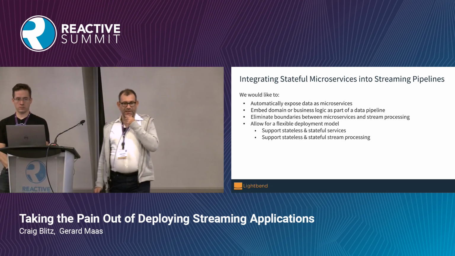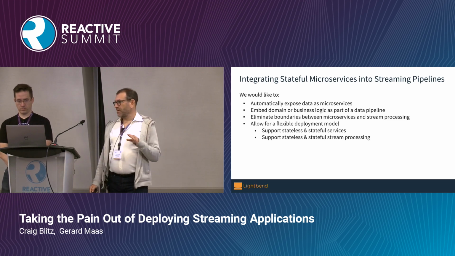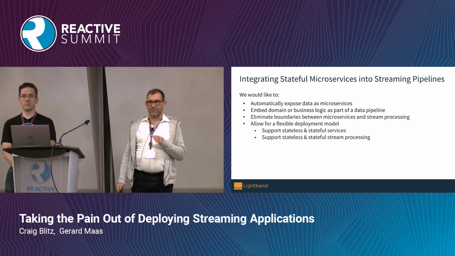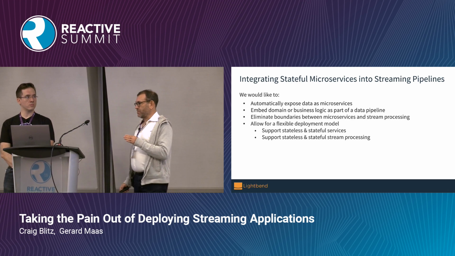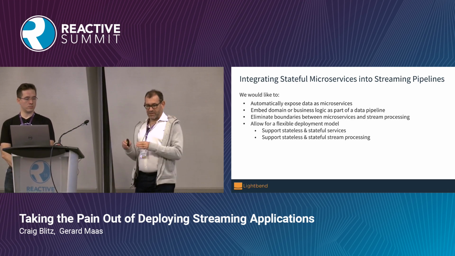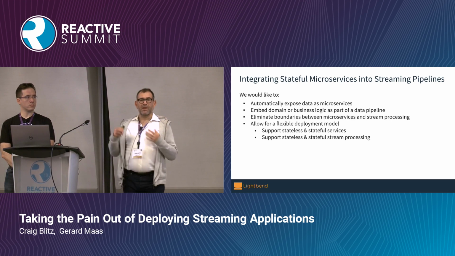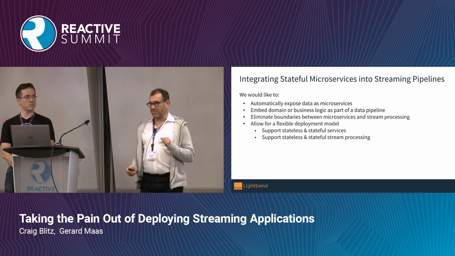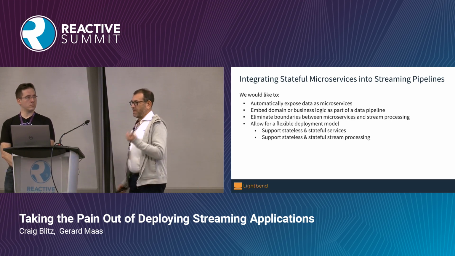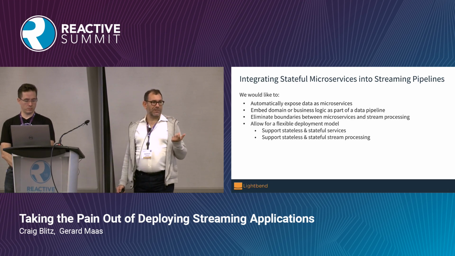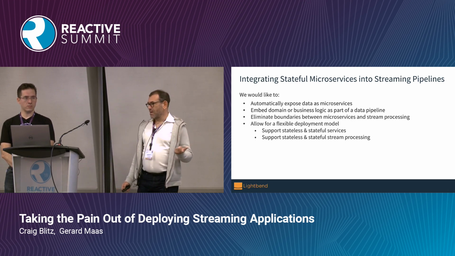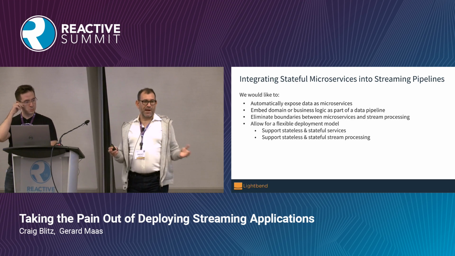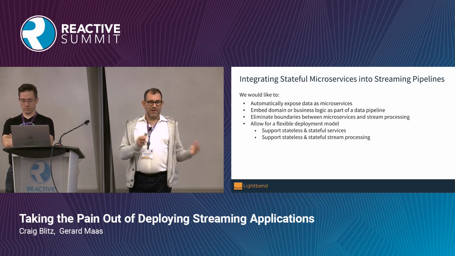Then the next phase of it, and this I'll talk to very briefly, is how do I integrate my domain logic into these pipelines? I want to do several things when it comes to microservices. Of course, I want to be able to expose my streaming pipelines as microservices because they want to integrate nicely into a microservice environment. But I want to be able to embed domain logic into my streaming data pipelines as well. And so basically what we want to do is break down those boundaries between stream processing and microservices.